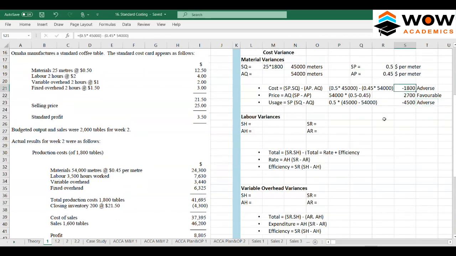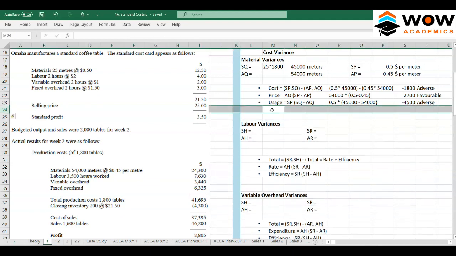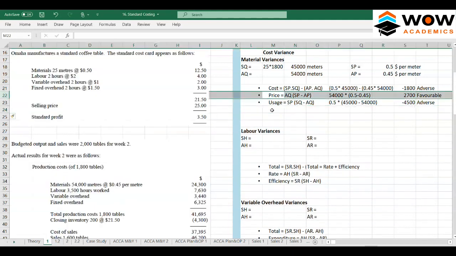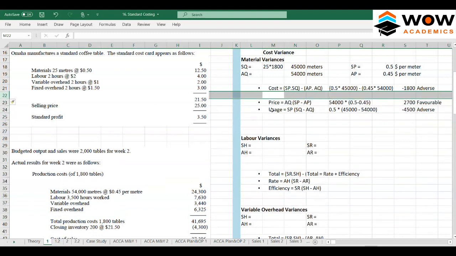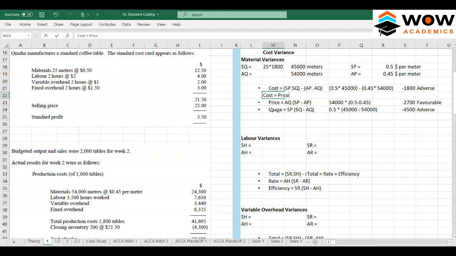So we also told you that the cost variance can also be found out in this formula, right? So cost variance equals price plus usage. We told you it can also be found out like that. So let's check whether that is also correct.